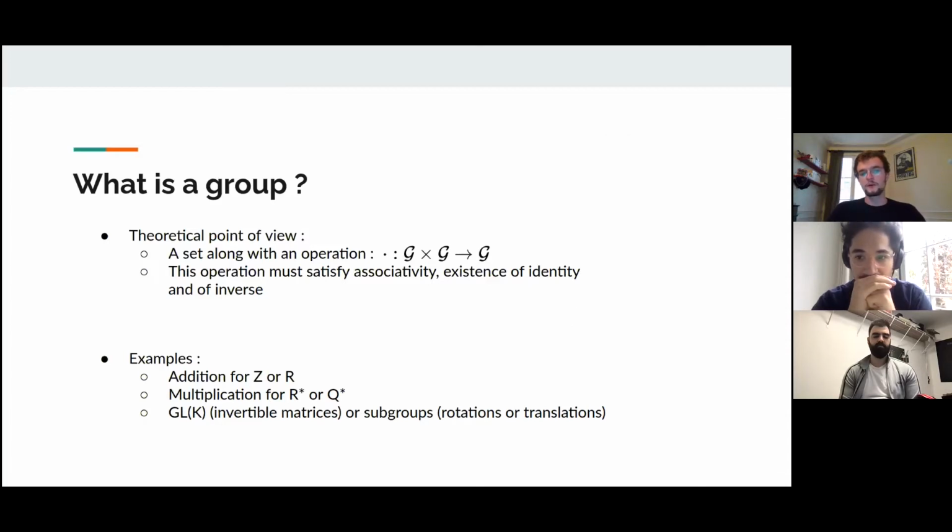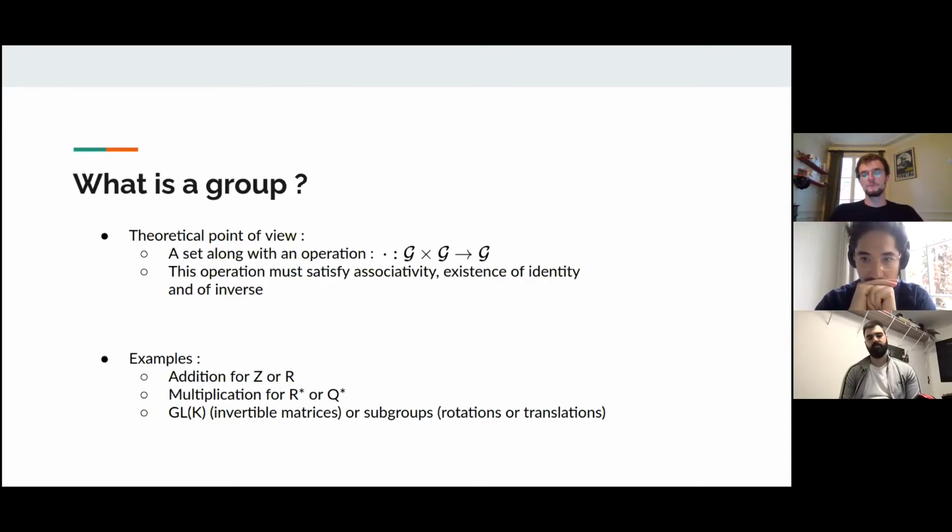Concrete examples are the addition of real numbers. You can take two real numbers and add them, and you get another real number. If you start from a given number and add a certain number to it, you can subtract the same number and get back the first one. So you have this inverse operation for every element. You have the same for multiplication, but you need to remove 0 because 0 times something doesn't have an inverse. And you also have a very interesting group, the invertible matrices, or subgroups of the invertible matrices, such as rotation matrices or translation matrices.